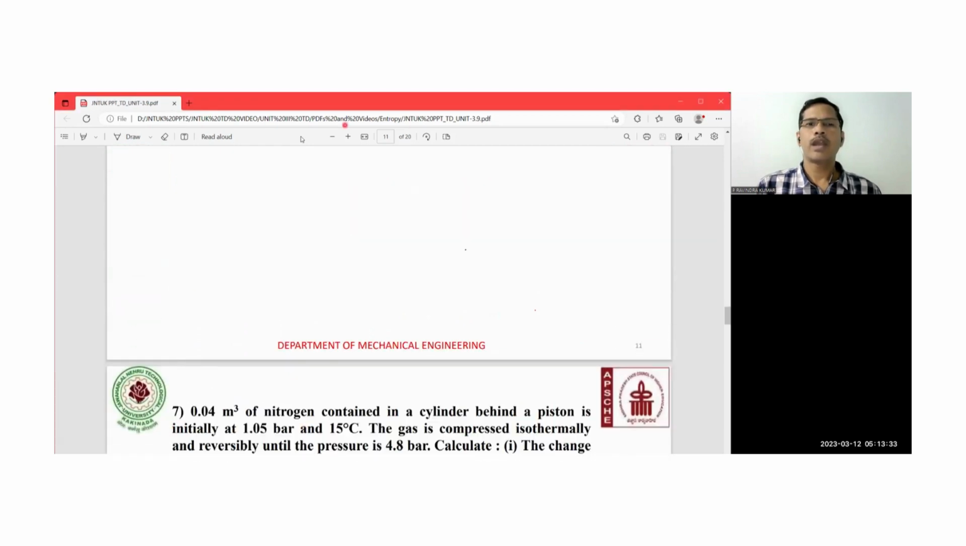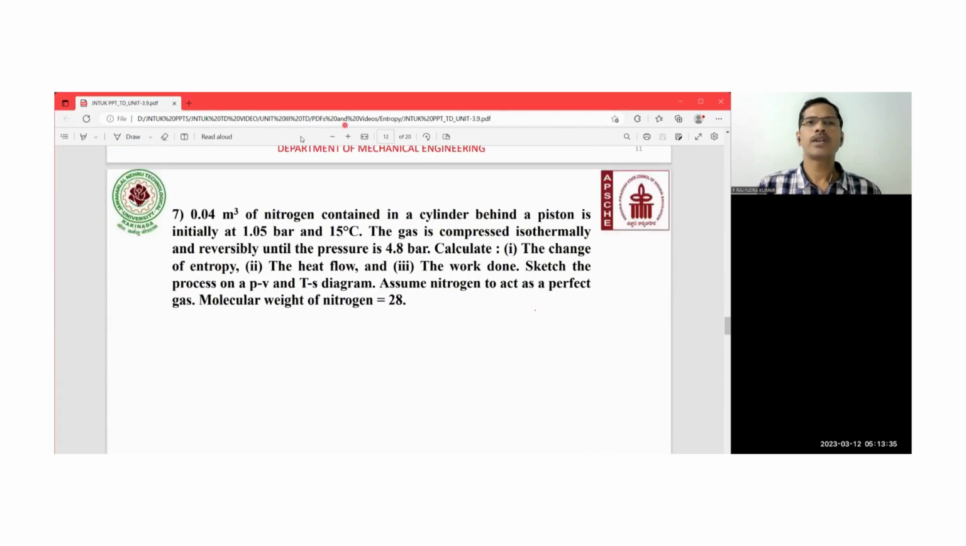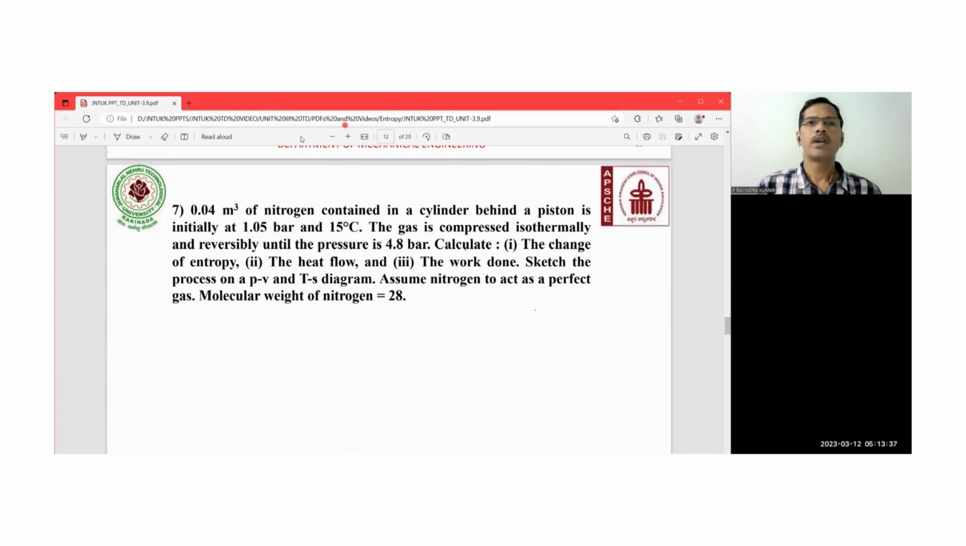So on this side, the nitrogen gas is mentioned here, which you should not forget. On this side, the volume is mentioned. Nitrogen is contained in the cylinder behind a piston, initially at a given pressure and temperature, but the gas is compressed isothermally and reversibly until the pressure reaches this value.